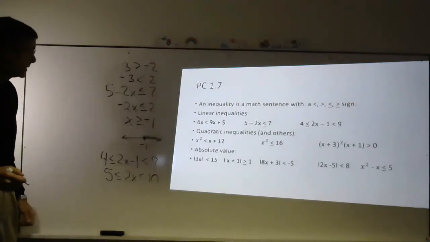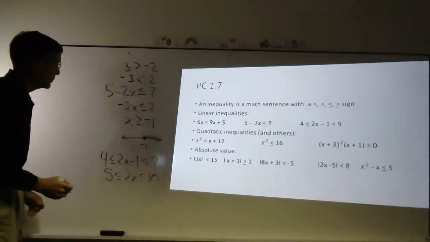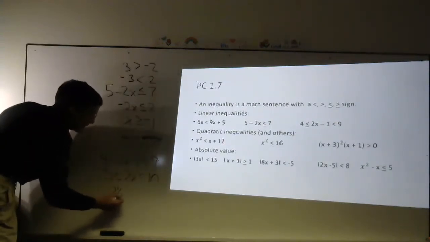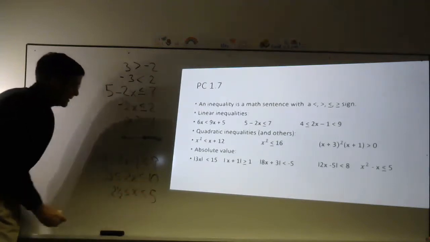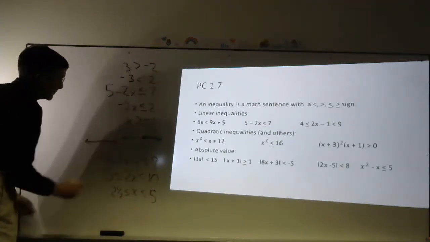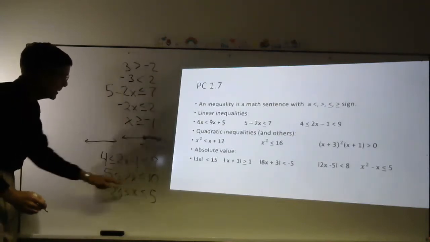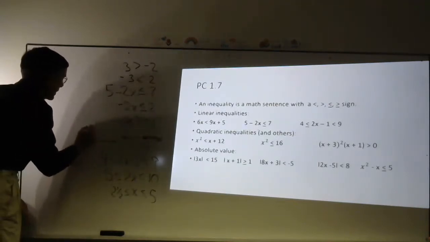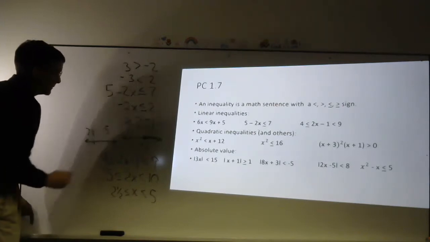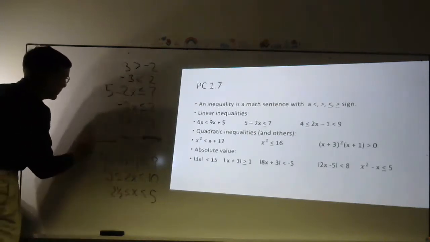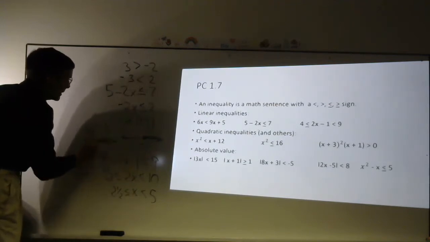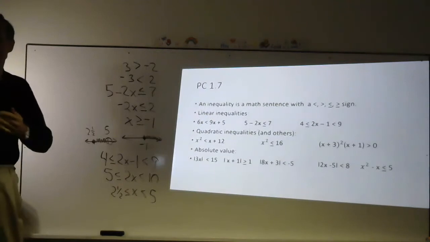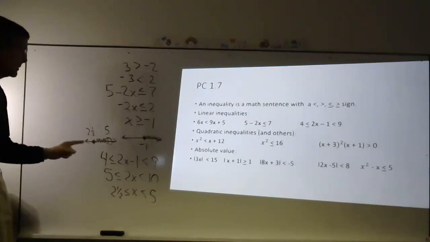Yeah? Now we got to divide by 2. Okay, so divide everywhere by 2. I get 2.5 less than or equal to x less than 5. So I know in this one, I want x's that are in between 2.5 and 5. Solid point on the 2.5, open point on the 5, and I'm strictly in between. Okay?